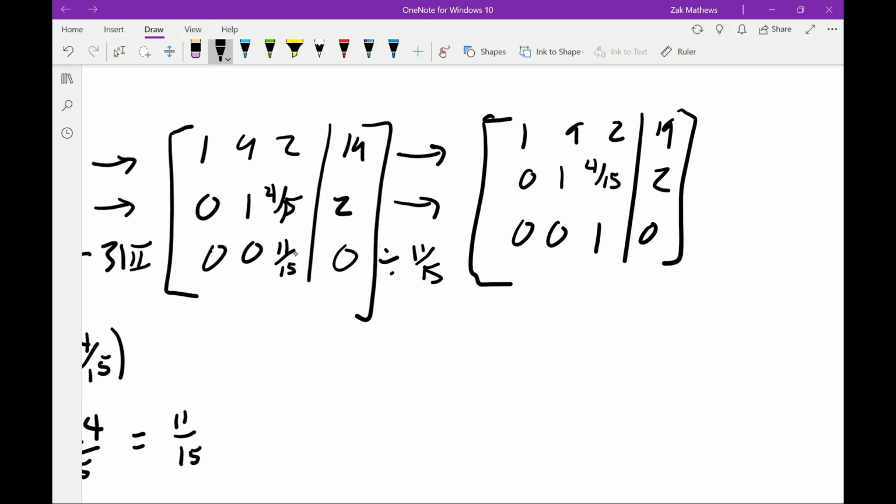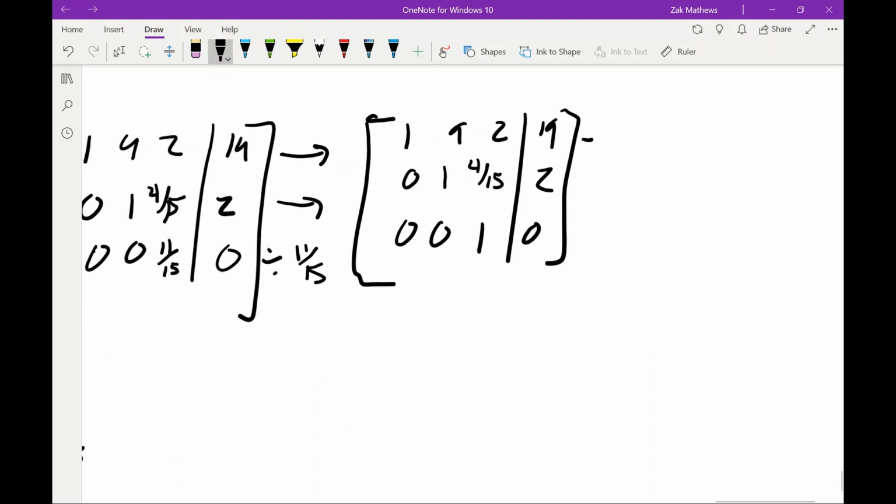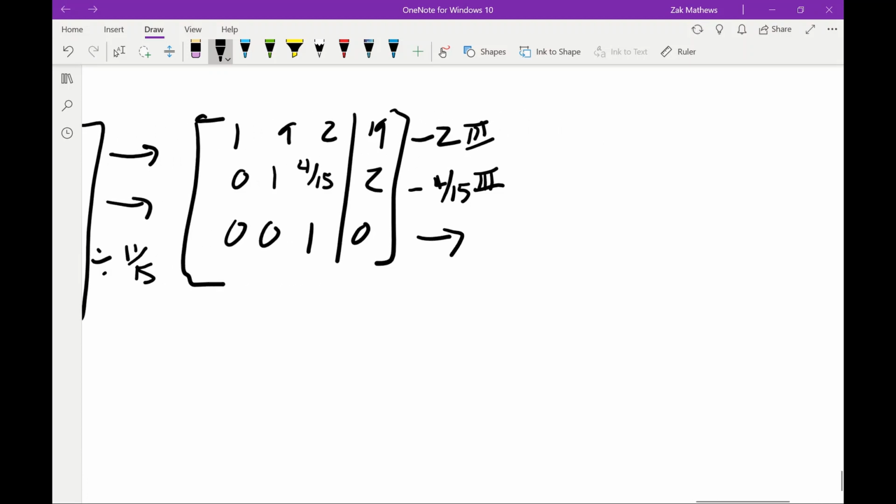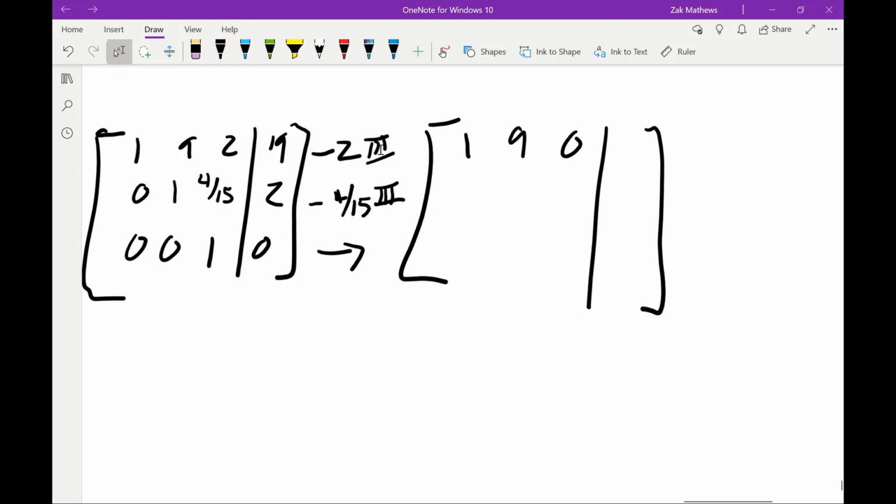Now I need to get these to be 0, and the easiest way to do that in the first line is subtract 2 times that third line. Easiest way to get this one to be 0 is subtract 4/15 times the third line. Again, that seems really messy, but we're just going to be subtracting zeros, so it's actually relatively simple. 1 minus 0 is 1, 9 minus 0 is 9, 2 minus 2 is 0, 19 minus 0 gives us 19.